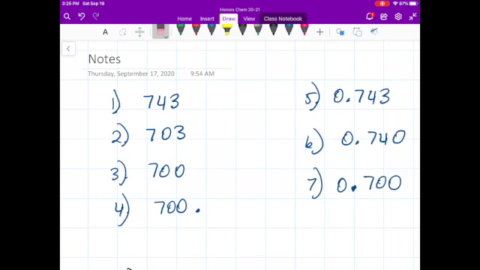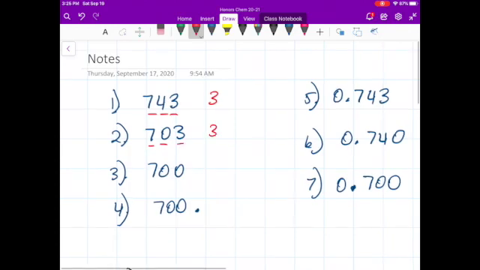Okay, hopefully you did that. In this one we have 1, 2, 3 significant digits, no zero, so we don't have to worry. In this one, we have a 0 in the middle, but it's part of this number, so there are 3 significant digits. In this one, we're ending with zeros, but I don't see a decimal, so the only significant digit here is the 7, and that's 1 significant digit.